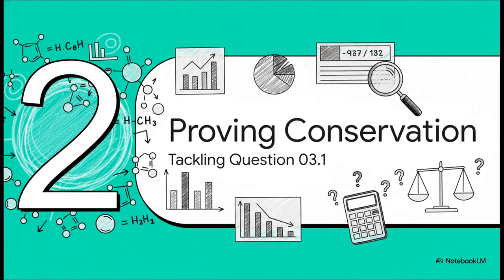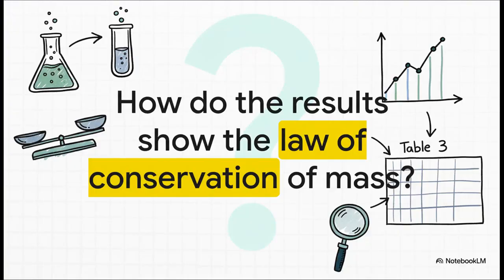Okay, let's move on to our first real task. Section 2 is all about proving the conservation of mass. We're going to tackle question 03.1, and you'll see pretty quickly that all the proof we need is right there in the numbers. So here it is. The question's for 2 marks, and notice how it specifically says you should use data from Table 3 in your answer. That's not a suggestion, that's an instruction. It means we can't just state the law. We have to prove it with the numbers they've provided.